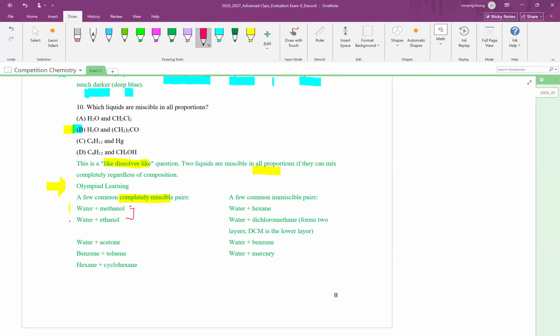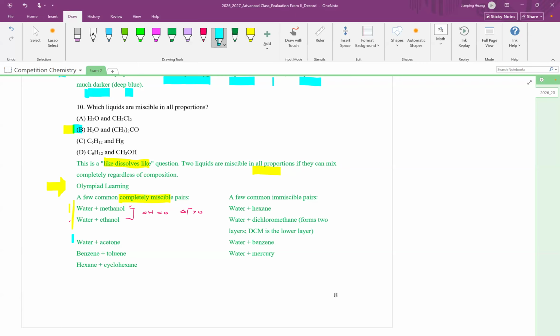So in this case, what is it? The delta H is negative, the delta T is positive. It will form a non-ideal solution. Okay? We'll discuss it.